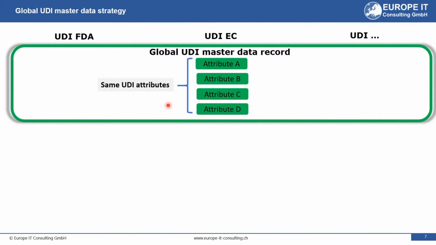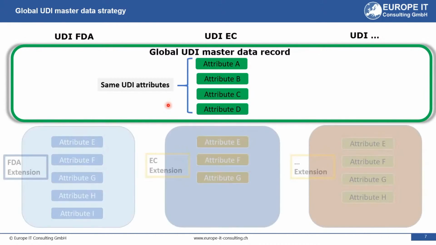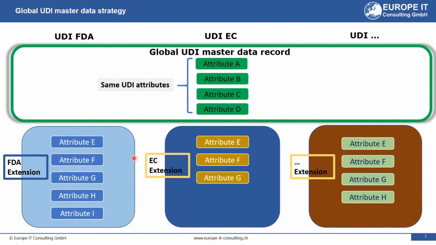dataset. The different attributes should be saved in different structures, like for FDA and European Commission and the other. And so we can minimize the maintenance on the global attributes and just keep an eye on the different attributes and maintain these additionally to the global master data.